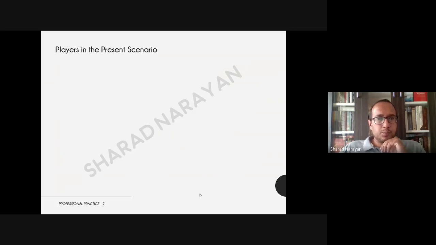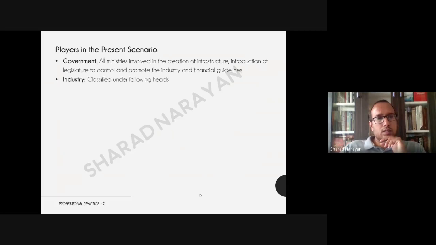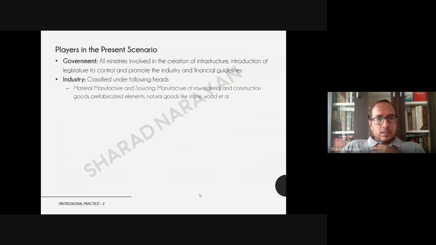So, in the present scenario, the players that we have are the following: the government, all the ministries which are involved in the creation of infrastructure, the introduction of legislature to control and promote the building industry, and financial guidelines. The industry, which can be classified under the following heads: material manufacture and sourcing. So here we look at those industries which manufacture raw material and construction goods, prefabricated elements, the sourcing of natural goods like stone, wood, etc.